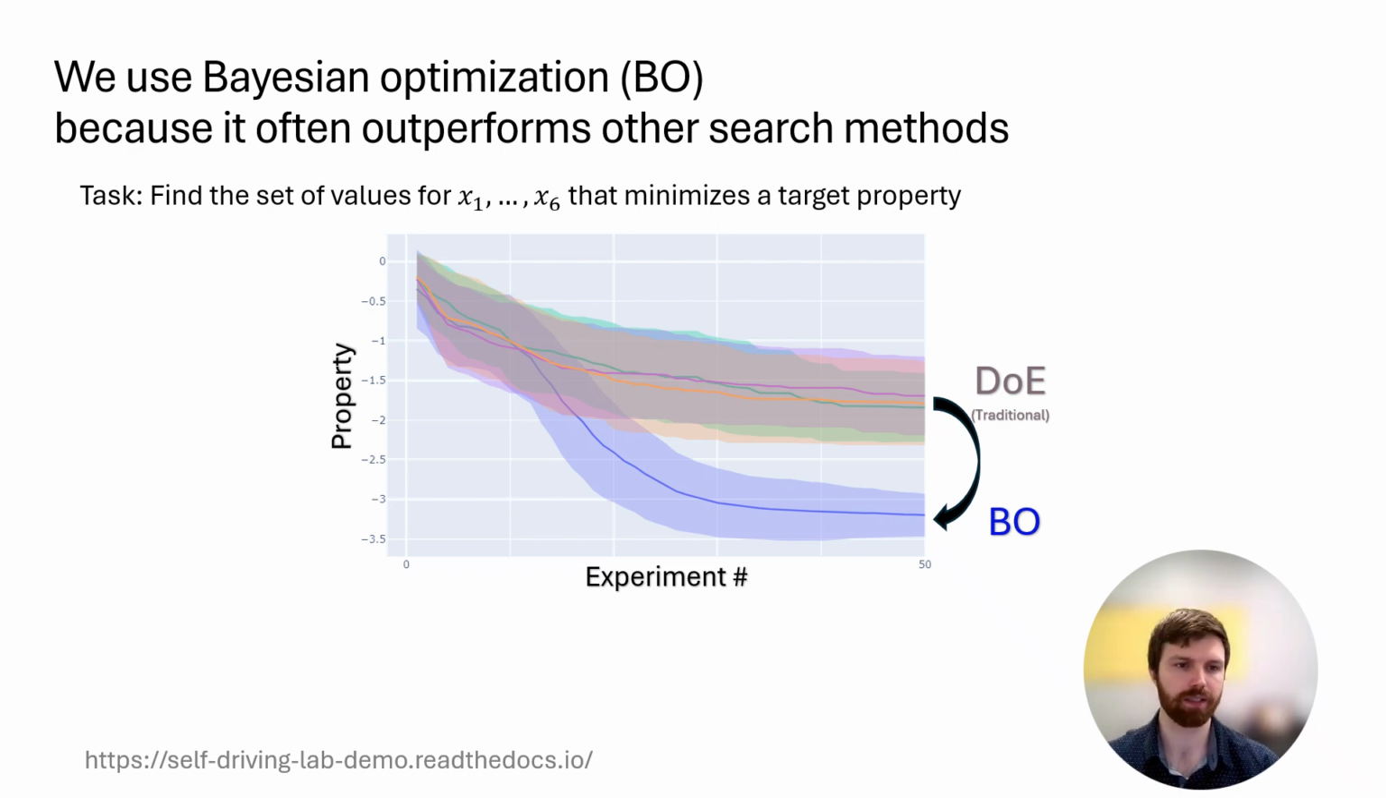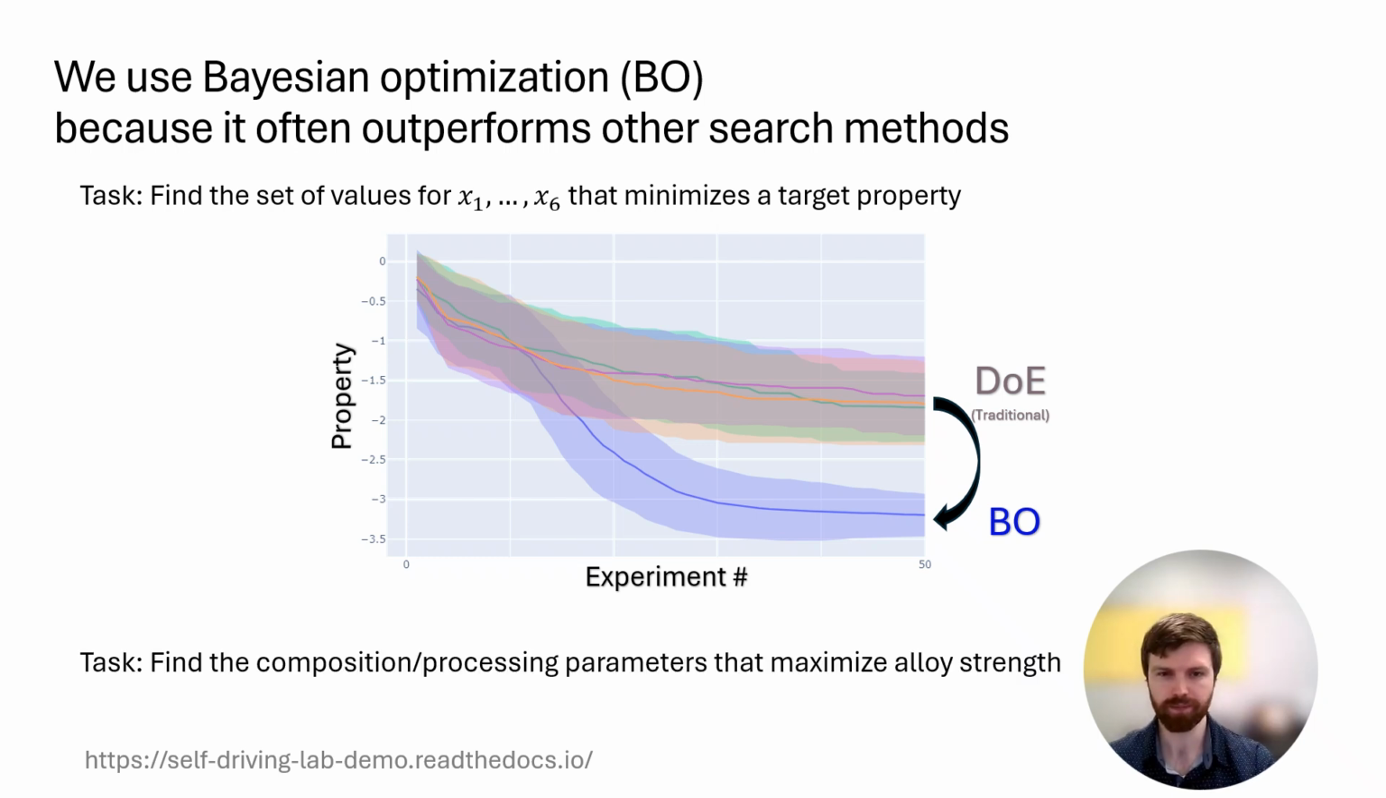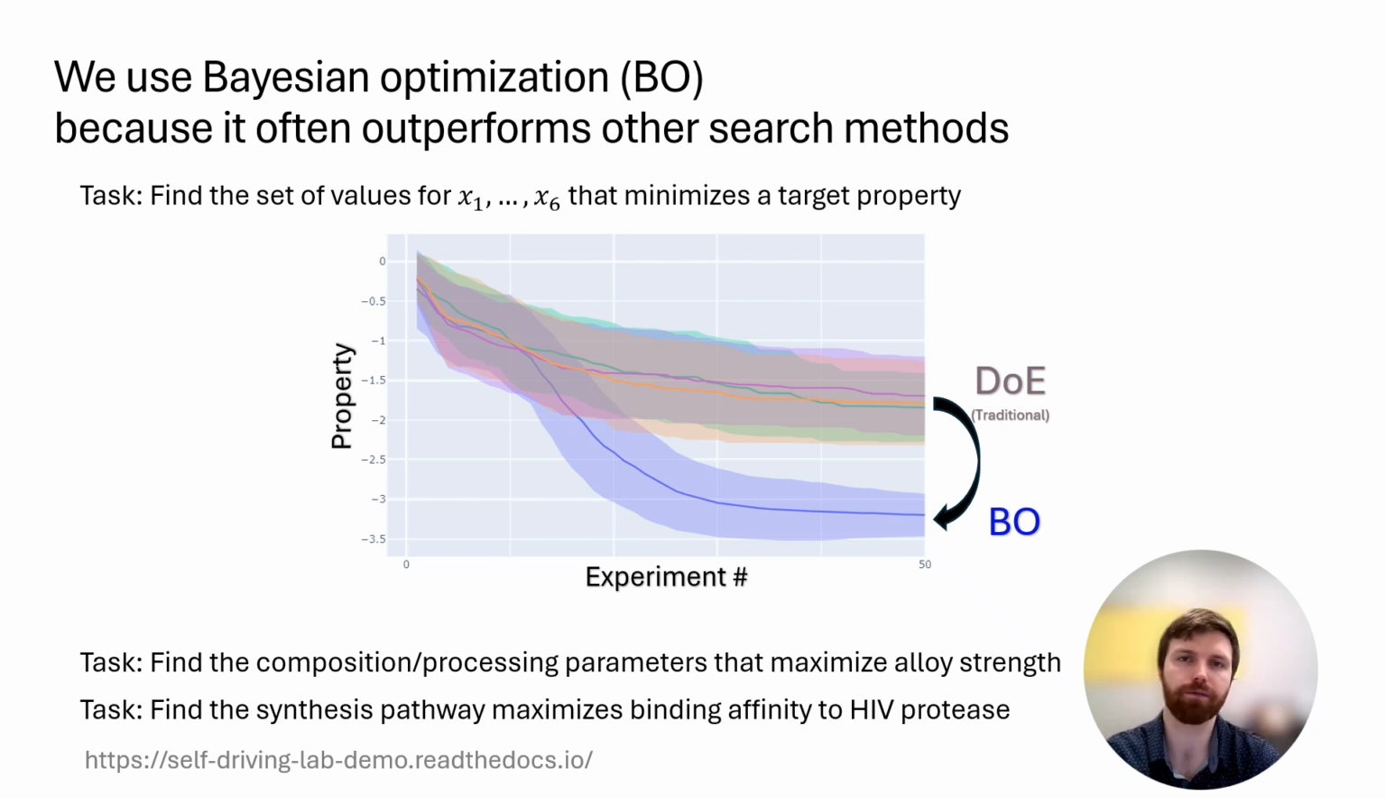And what we see here is, if we have a task that says, find the set of values for x1 through x6 that minimizes some target property, and we run experiment after experiment for a total of 50, we'll see that the traditional design of experiment methods are much less efficient at finding that optimum value than Bayesian optimization. And so we see this kind of optimization task very frequently in chemistry and material science. So this could be like maximizing the alloy yield strength for aluminum alloys, or this could be about finding better drugs for HIV.